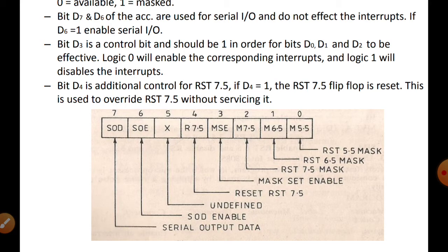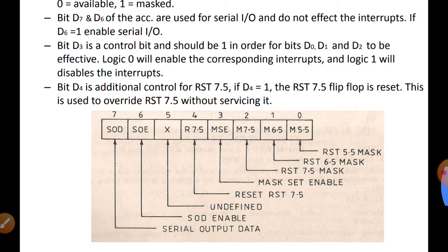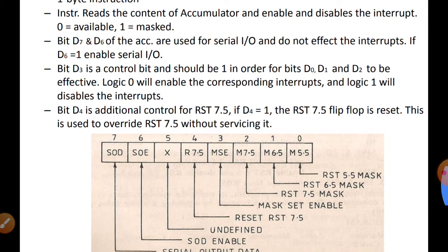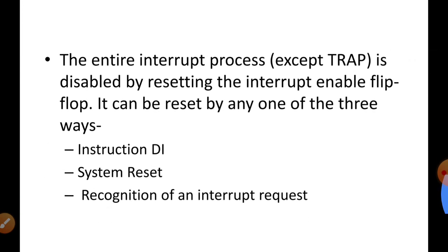As far as D4 is concerned, D4 is an additional control for RST 7.5, and if it is 1, it means RST 7.5 is reset. Otherwise, if it is 0, RST 7.5 is available. Now, as far as D0, D1 and D2 are concerned, these inform the availability. If D0, D1, D2 is 0, 0, 0, it means all these interrupts are available, and if any one or all of these are 1, it means they are masked. So, 0 stands for available and 1 stands for masked while executing the SIM instruction.